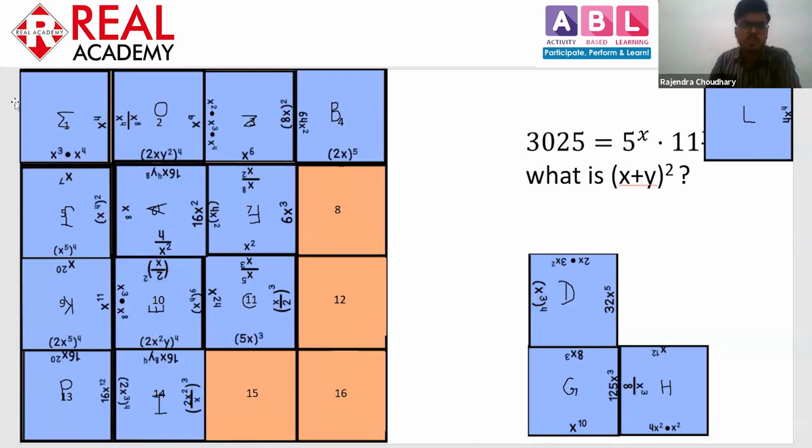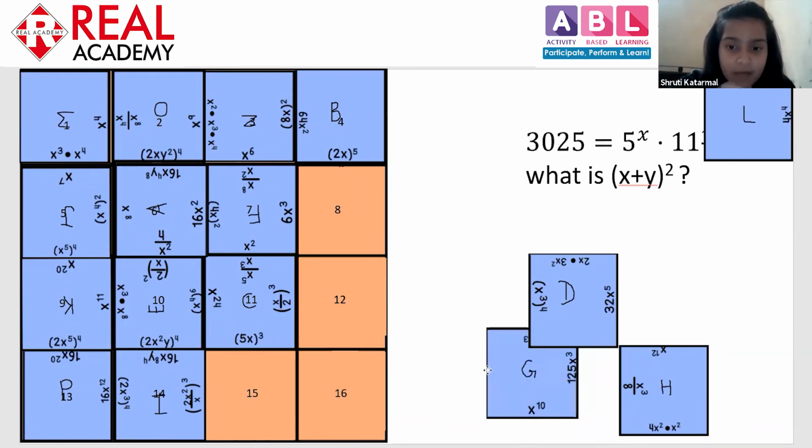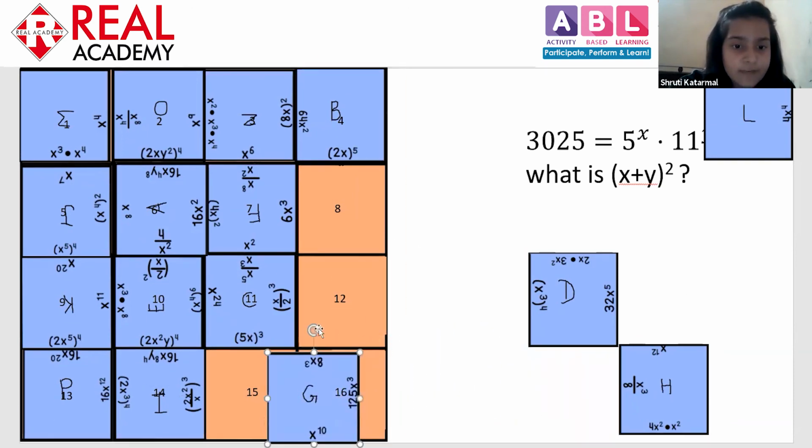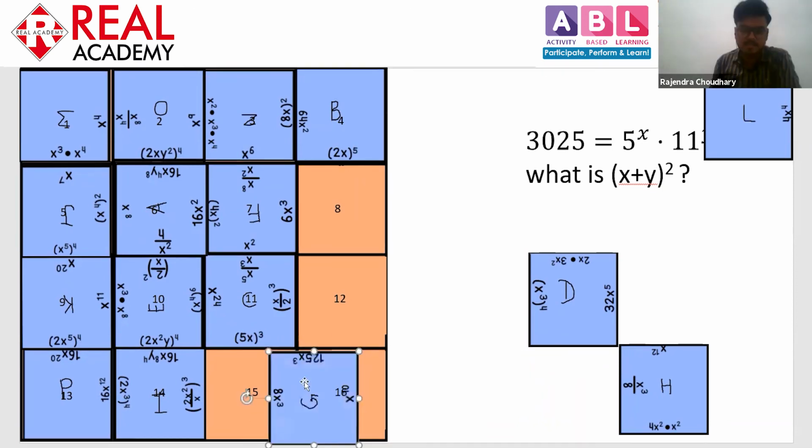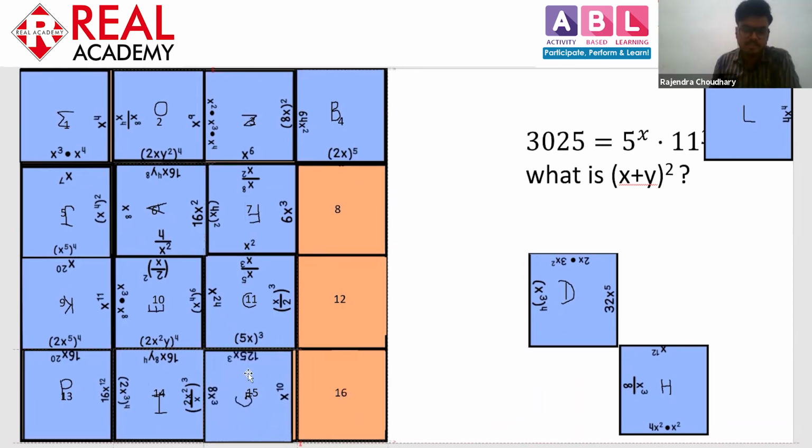Okay, then who wants to go next? Sir, I can. Can I say? Yes, sure, Shruti. G will come in 15th. We have to rotate it. 125 to 5x cube. Correct.